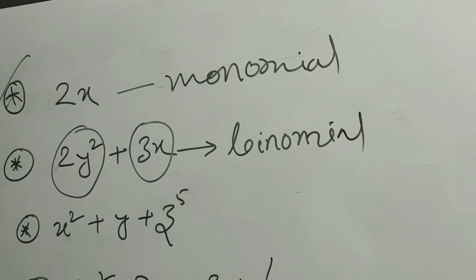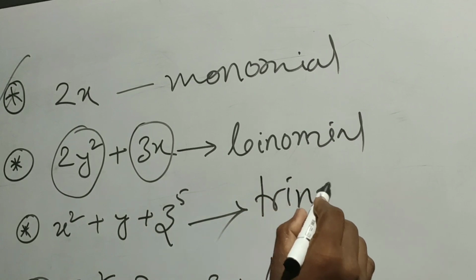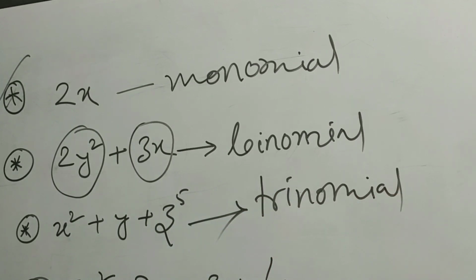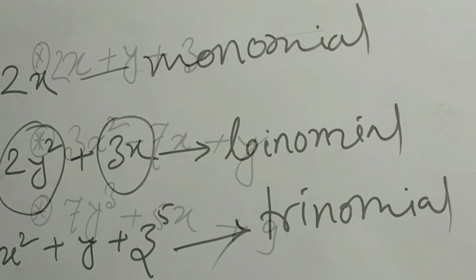This is a trinomial because it contains three terms. That's why this polynomial is called a trinomial. Here how many? 1, 2, 3, 4. This type of polynomial has no specific name. When the number of terms is more than 3, it has no specific name, we just call them polynomial.